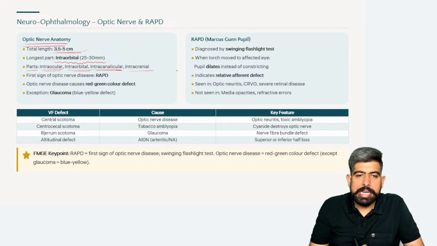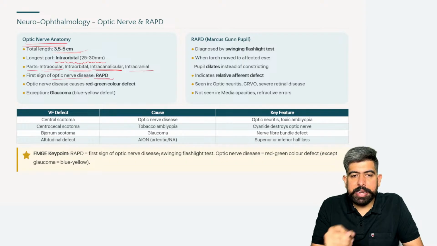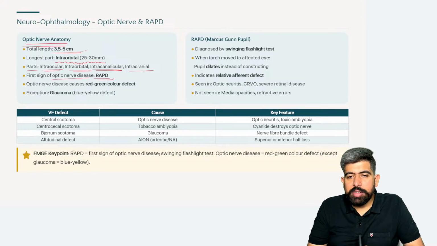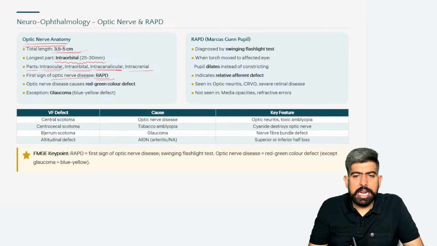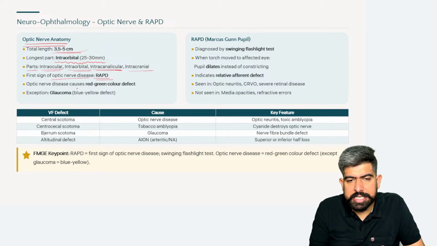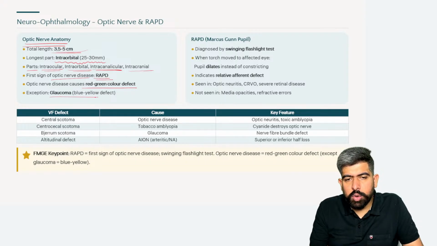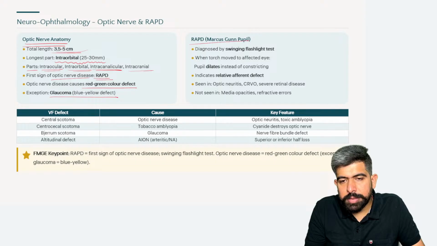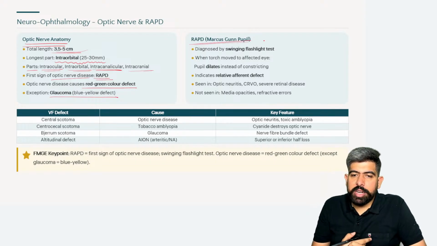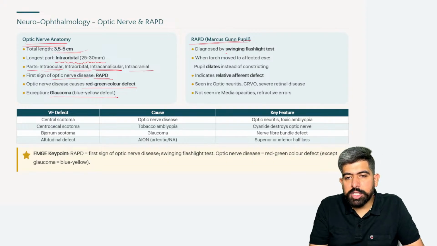Now, the first sign of optic nerve disease is your RAPD. We have to talk about this particular sign, which is your relative afferent pupillary defect, right? And we have to talk about optic nerve diseases causing red-green color defect also, right? The exception is glaucoma, which can cause blue-yellow defect also, because in glaucoma also we have optic neuropathy, right? Let's talk about this Marcus Gunn pupil, which has a relative afferent pupillary defect. This is diagnosed by the swinging flashlight test.